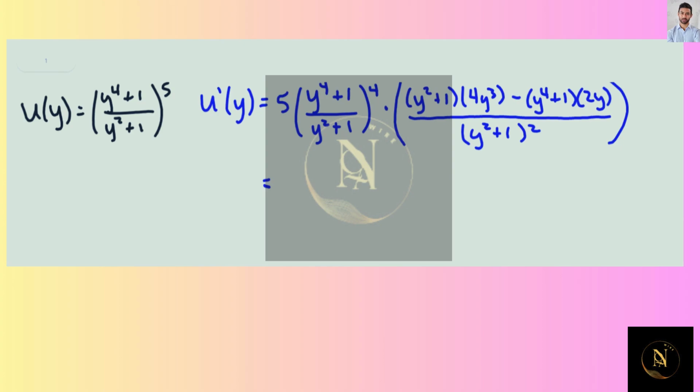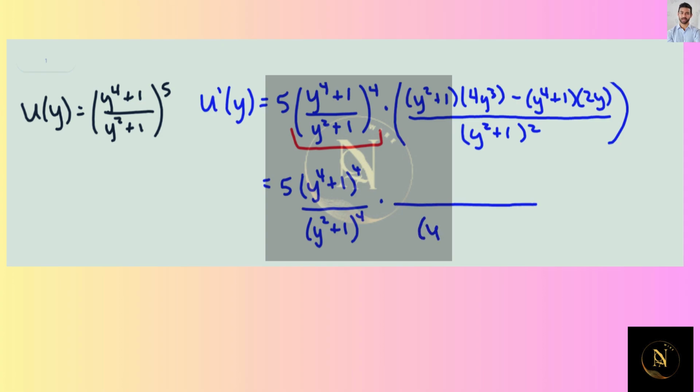Okay, so I'm going to write this quotient here as the top to the fourth over the bottom to the fourth. So we have 5 times y to the fourth plus 1 to the fourth over y squared plus 1 to the fourth. And I do that because I suspect that some things are going to simplify as we go. Some things are going to cancel. For example, we can already see that the denominator of the second fraction has some terms that will cancel with the numerator of the first fraction. Or actually, they will combine with the denominator of the first fraction.